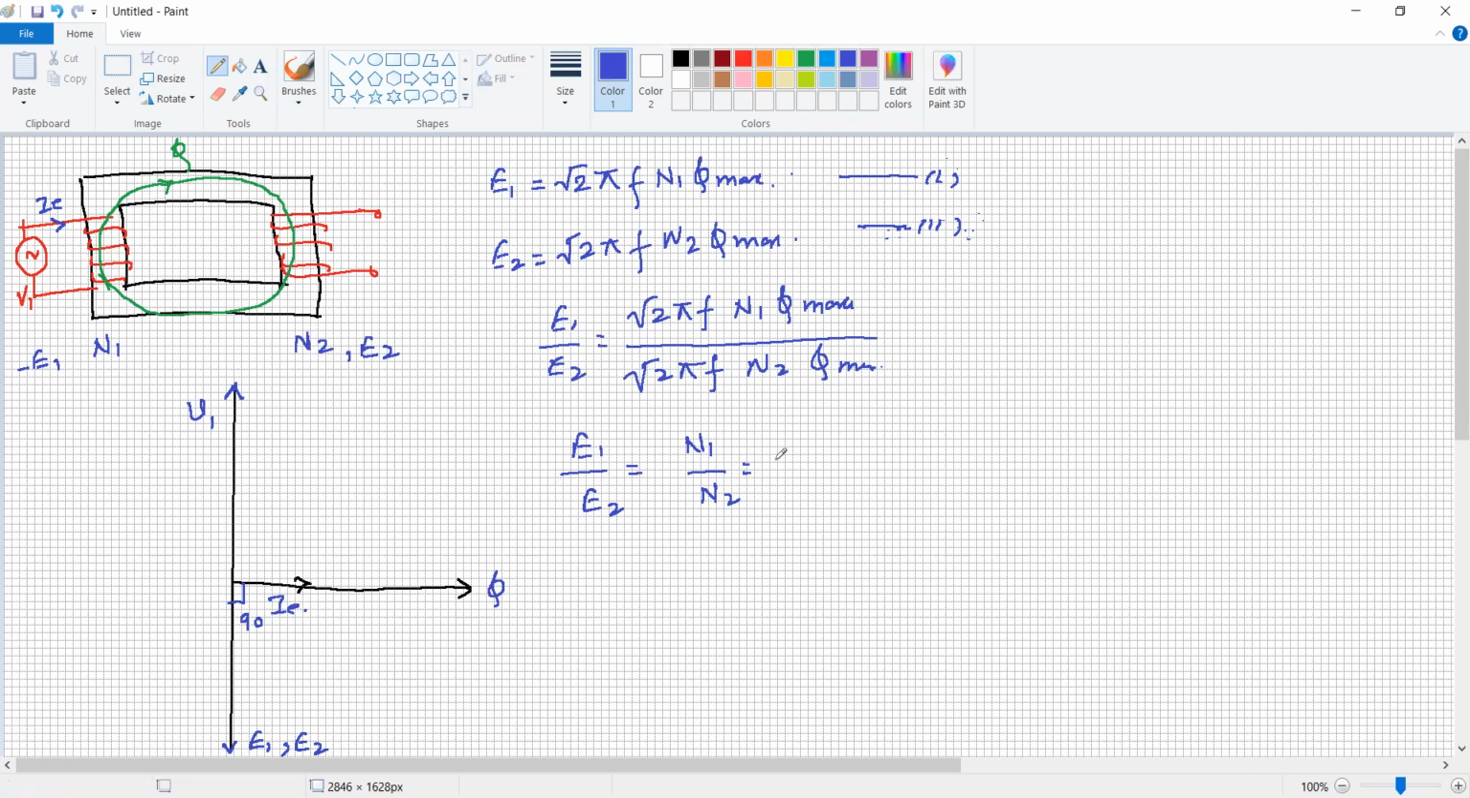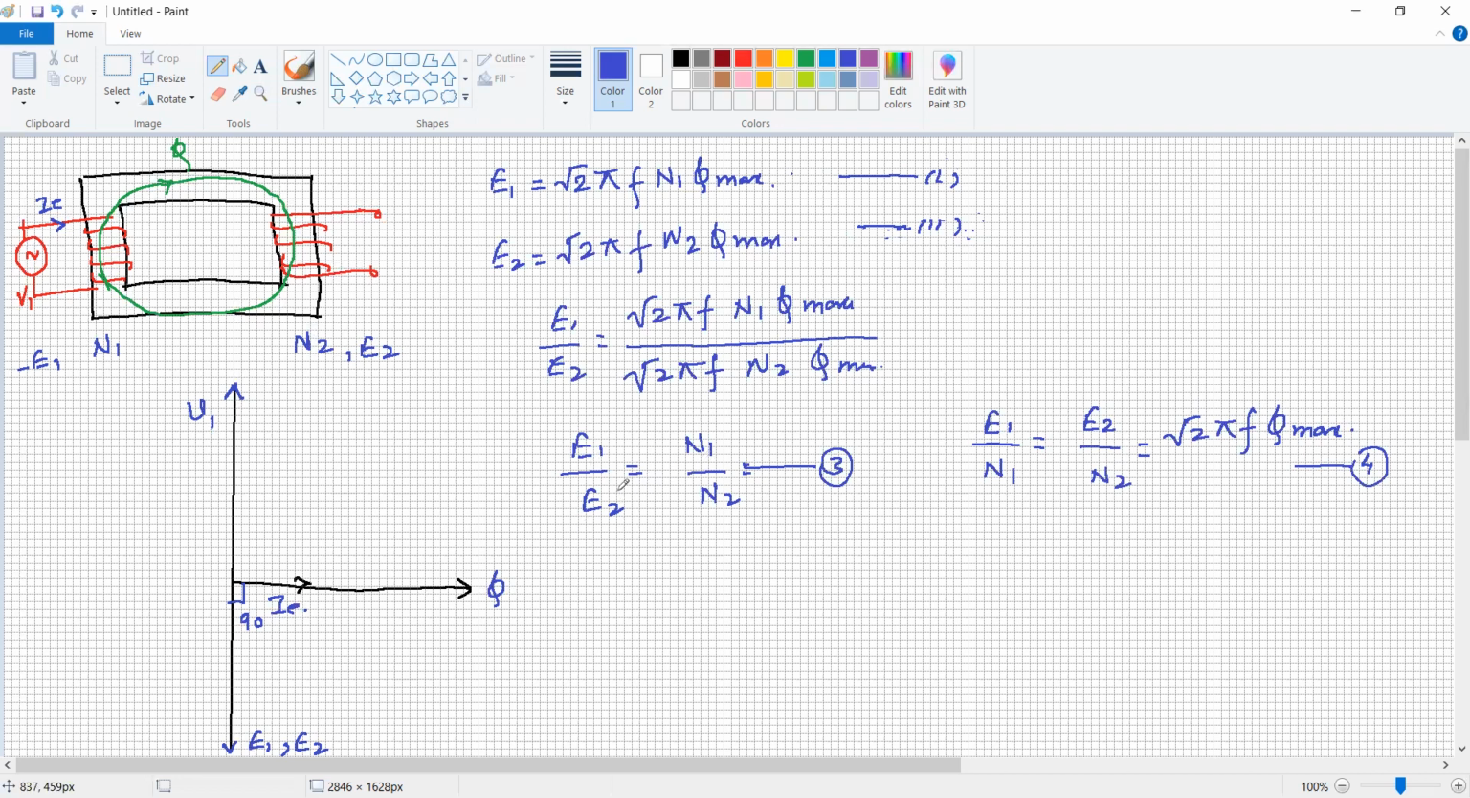We can write this as equation number 3. And equation number 4 we can write as E1 upon N1 equal to E2 upon N2 equal to root 2 pi f phi maximum. So this is a very important and basic equation for the transformer. The voltage in the primary winding and the voltage in the secondary winding depend upon the number of turns.